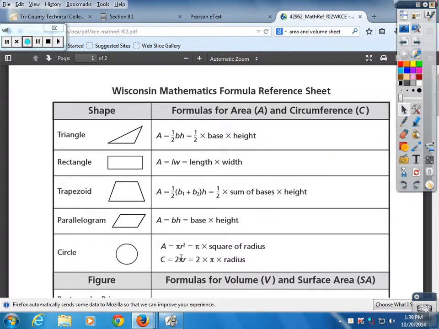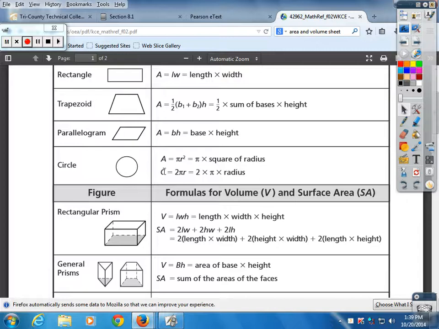There's your circle, pi r squared, like I told you. That's the area, pi r squared. What's the circumference? Well, what's another word for circumference? Perimeter. The perimeter of a circle is 2 pi r.